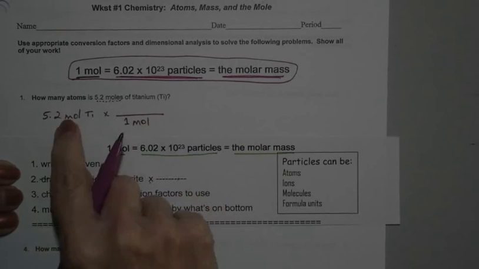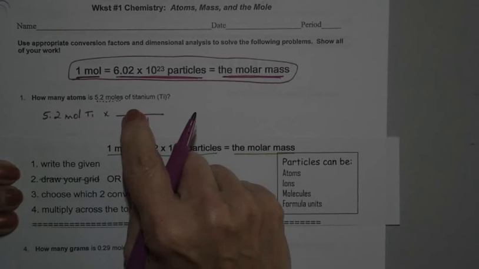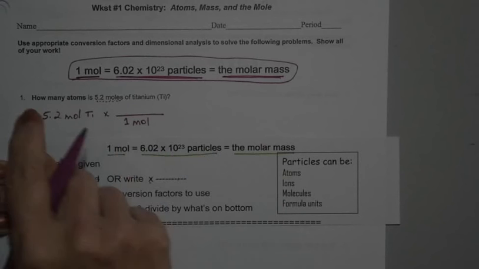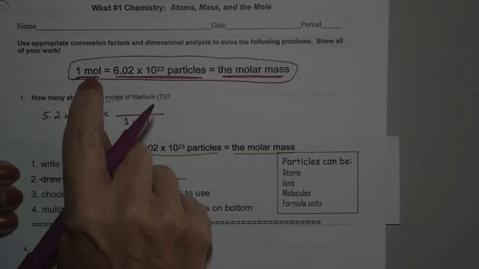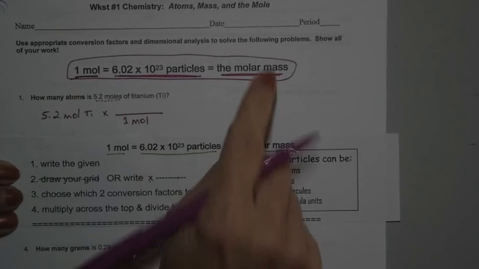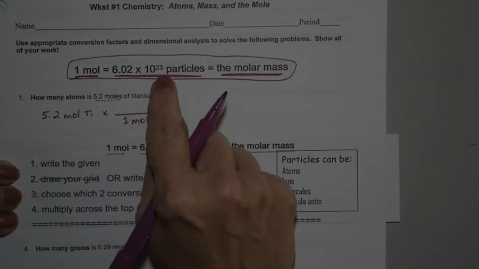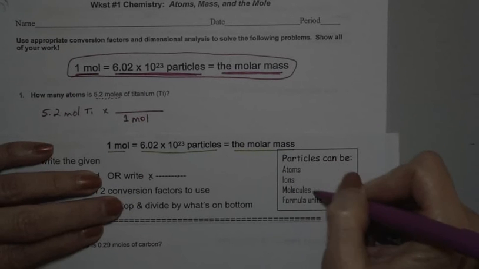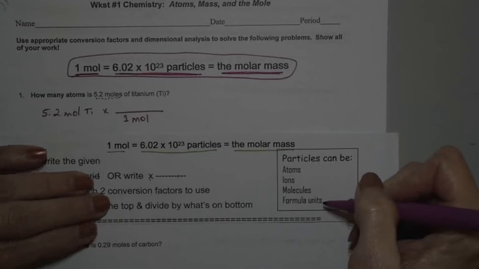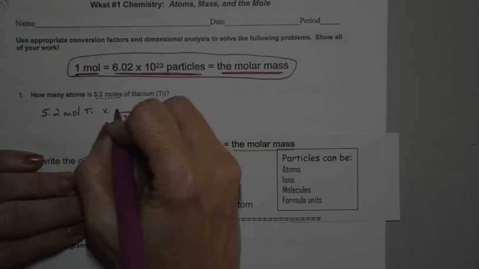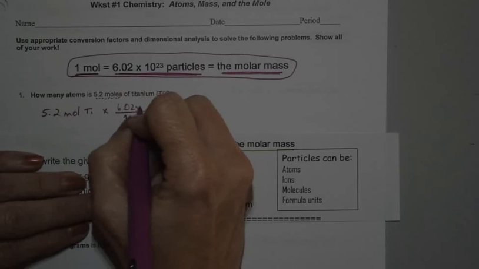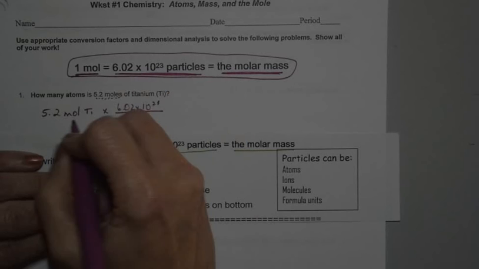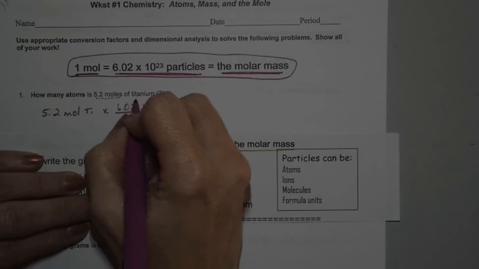What I put on top is what they're asking me to find. So they're asking me how many atoms. Of these 3, which one is atoms? Well, it's the particles, atoms. If you look over here on the box, it says particles can be atoms, ions, molecules, formula units. You know, that's what we can work with. So in this case, I have 6.02 times 10 to the 23rd, and our stuff is talking about atoms, so I can just write atoms in there.